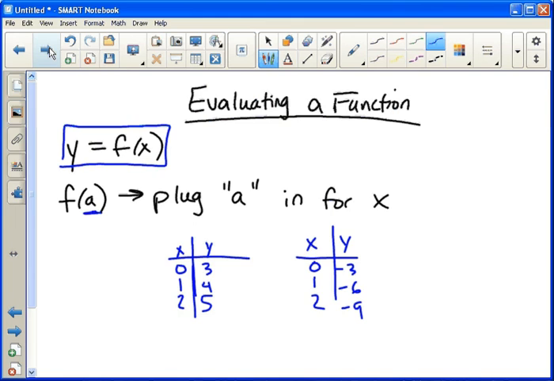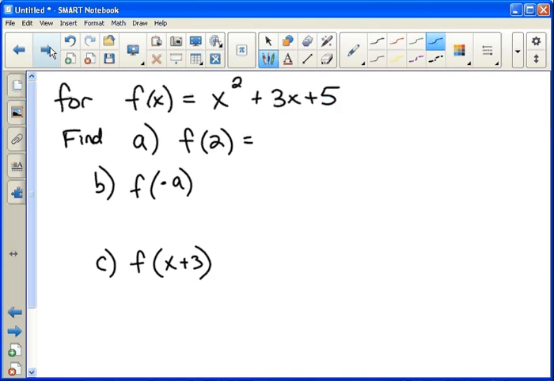Whatever's in parentheses, plug it in for x. So let's look at this one for example. If our function is x squared plus 3x plus 5, and then they tell us to find f of 2, we just look at what's in parentheses and we plug it in for x. So I would get 2 squared plus 3 times 2 plus 5. Okay, if you evaluate all that, 2 squared is 4, plus 3 times 2 is 6, plus 5 is 15.